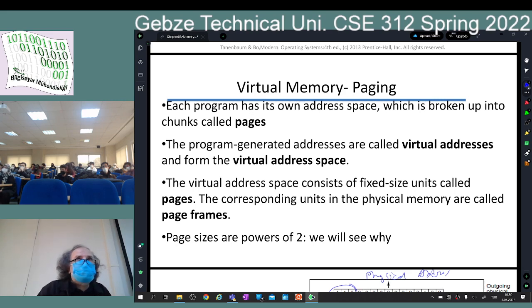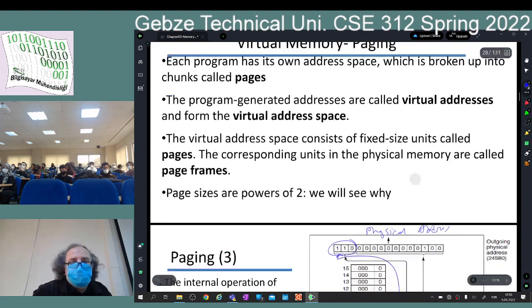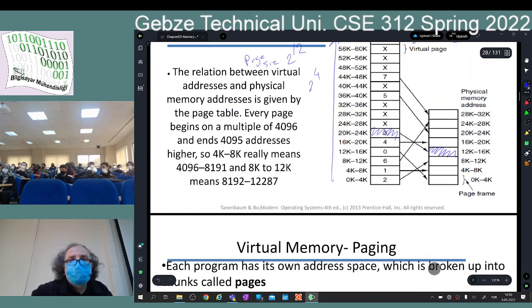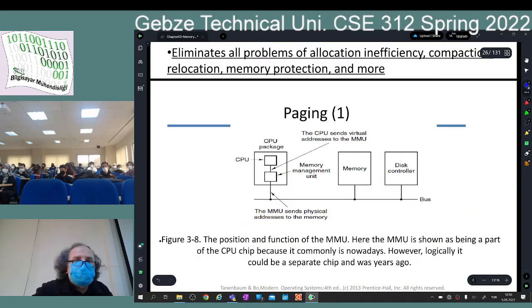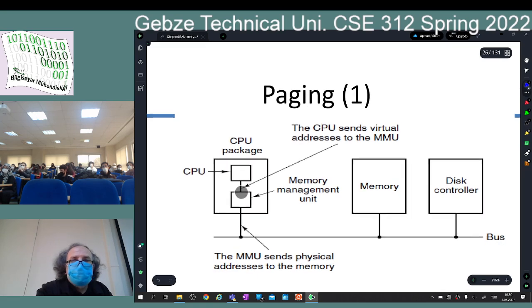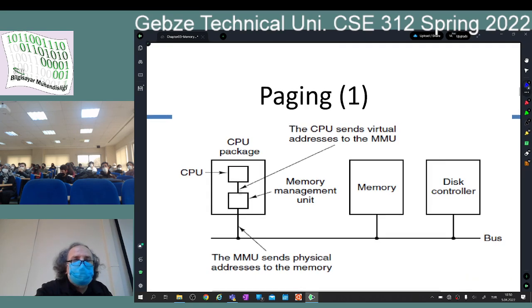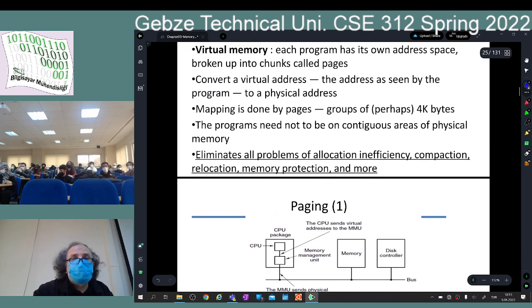The MMU is responsible for translating those virtual addresses to physical addresses, and it is done by using this page table. The MMU gets the virtual addresses, and it outputs the physical address to the memory. My program will always think that it has a nice, contiguous address space, and it will continue running without any problems. And again, this will solve all the problems with compaction.